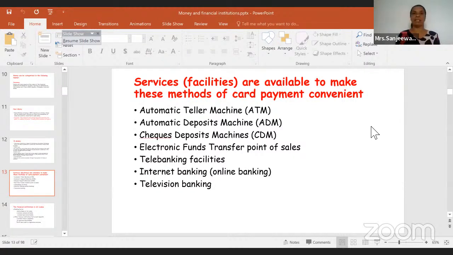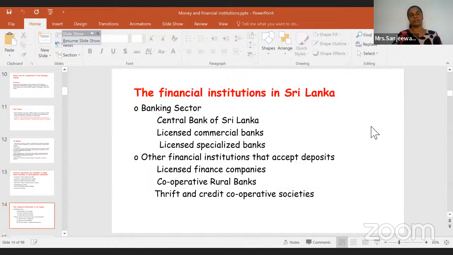payment convenient. So when we give a question like this, to write facilities available to make these card payments easier or convenient, most of the students write the advantages of these ATMs or e-cards. That's not what we are expecting. Here, it is the services which are there to facilitate these card payments. If these services are not there, you will not be in a position to use those cards. So it is these services that you need to write. All right. Now that's about money.